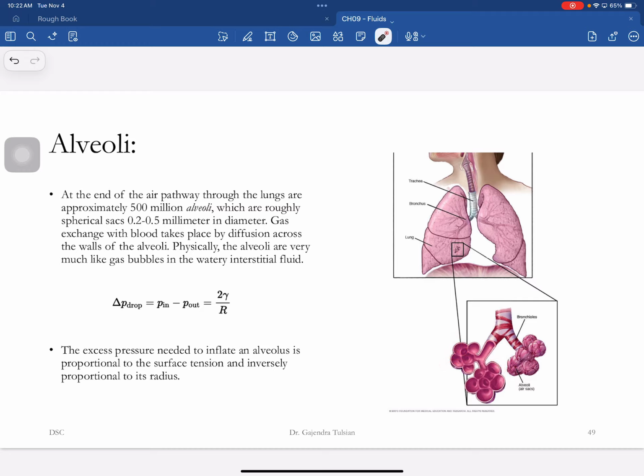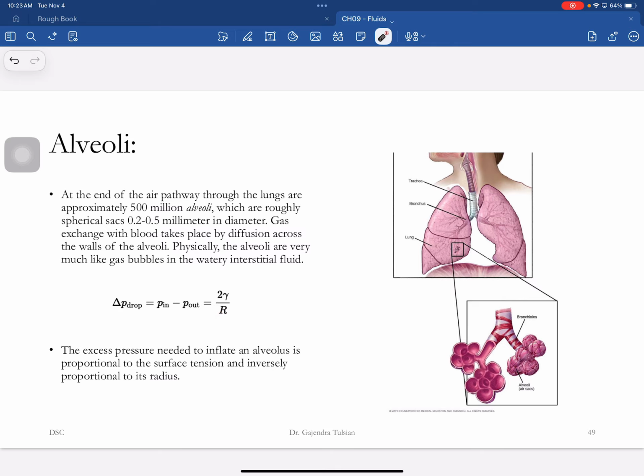Now this is a tiny balloon, and this is surrounded by interstitial fluid. Your alveoli are bathed in a fluid. So the extra pressure, it's like a drop. The extra pressure is 2 times gamma, where gamma is the surface tension of the alveoli, divided by the radius. We'll give you the numbers on these. So the smaller the radius, the greater the extra pressure.